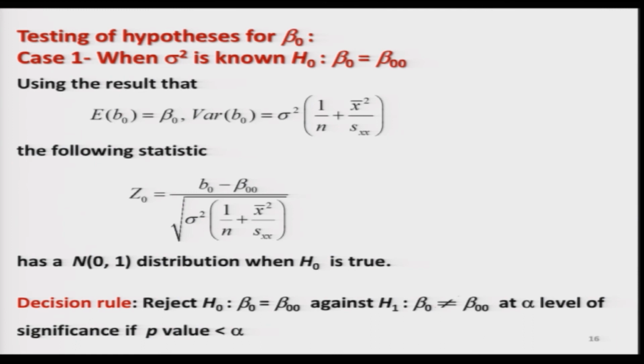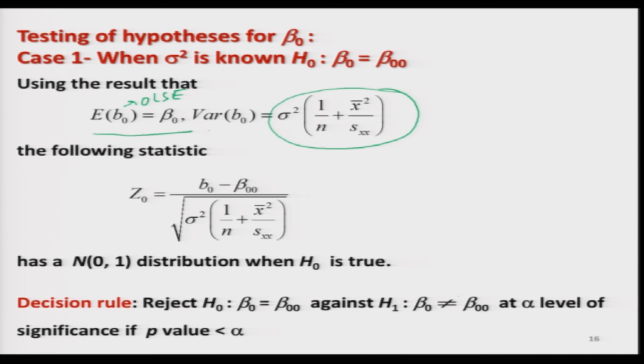So, under this case you can see here we already have proved that the expected value of b0, which is the ordinary least square estimator of beta naught, is an unbiased estimator of beta naught, and the variance of b0 can be obtained by this expression, that we already have obtained in the earlier lecture.